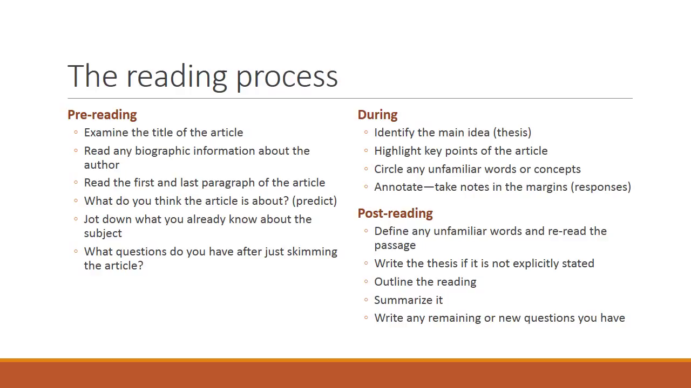So let's just review the reading process that you should apply to every academic writing. First, pre-read. Examine the title. Read the bibliographic information. Take a look at the headings that are within the paper. Jot down what you already know about the subject, and then ask questions that you may have after just skimming the first paragraph and the last paragraph. This will allow your mind to begin to think about the subject and to begin to put it in some form of context.